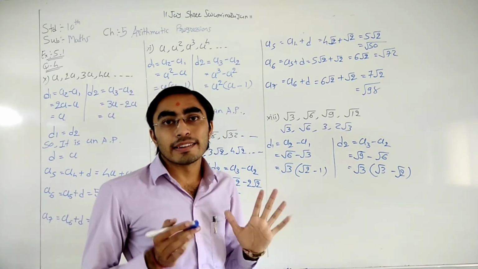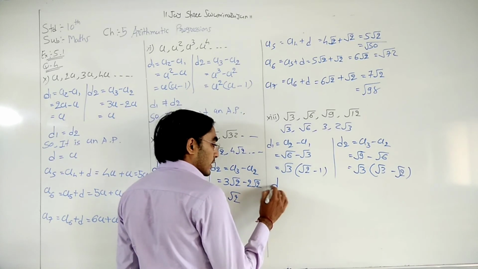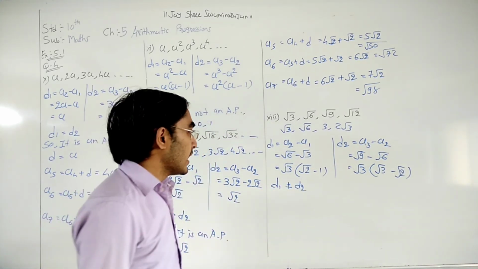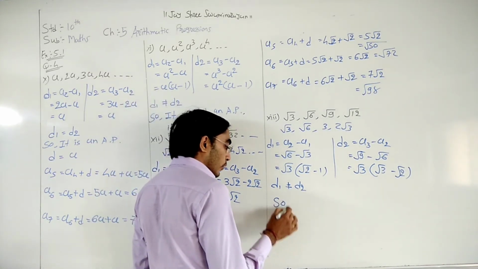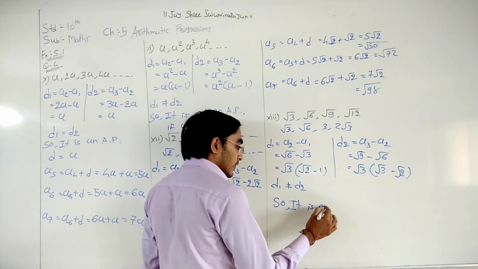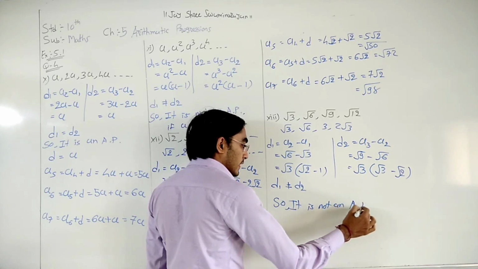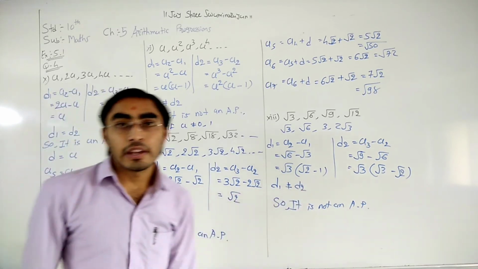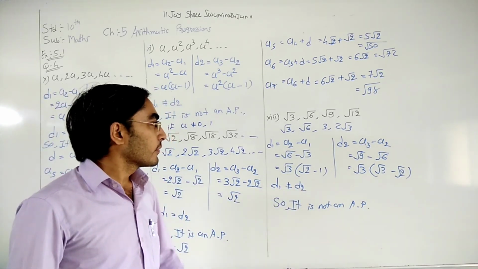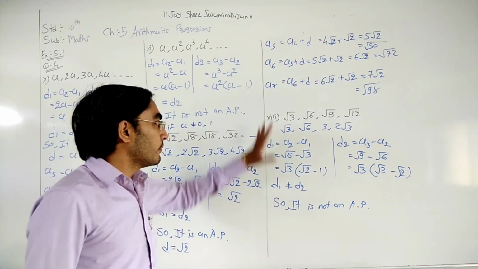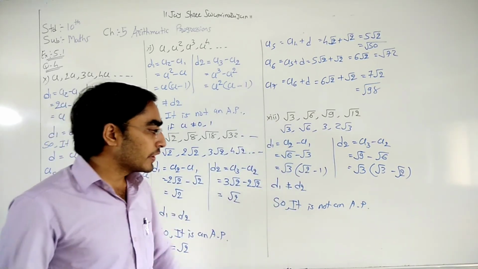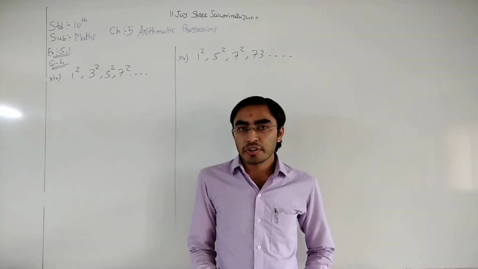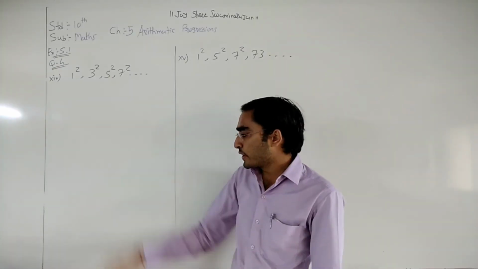These two answers are not same. It means d1 is not equal to d2. Okay, so we can write like this. So it is not an AP. Done. So here we follow the same rule, d1 and d2. d1 is not equal to d2, it is not an AP. Okay. After that, question number 14.